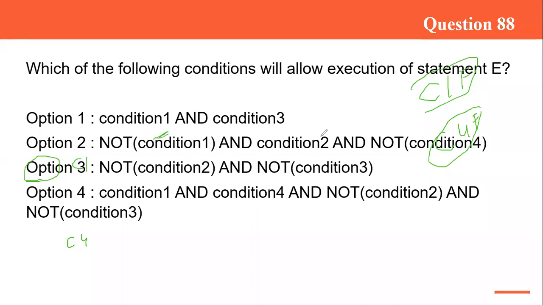Okay, clear. See here. Now, in which options do we have C1, C4 as false? Is there any such option where C1 and C4 are false? Right, only in option 2 do we have C1 and C4 false.